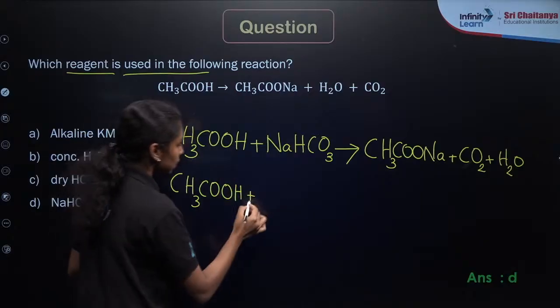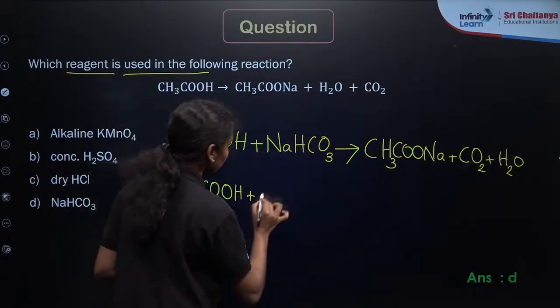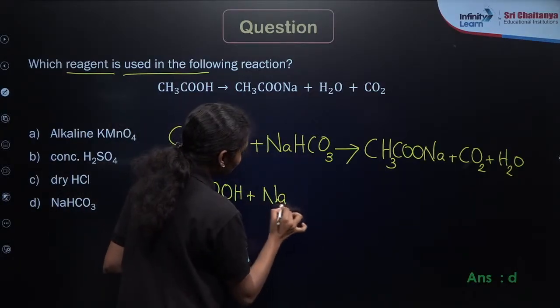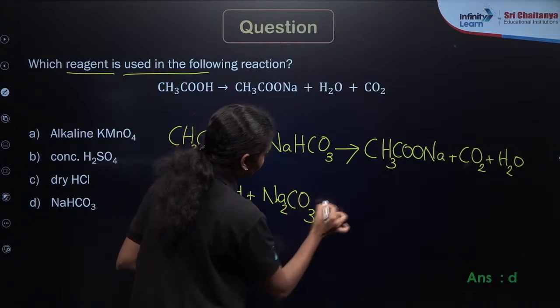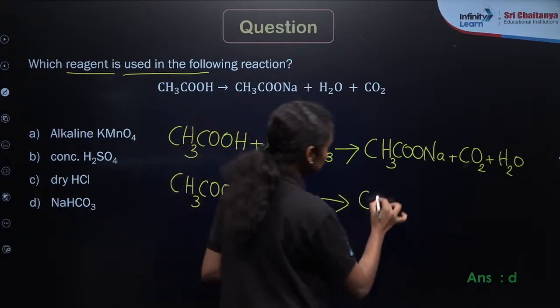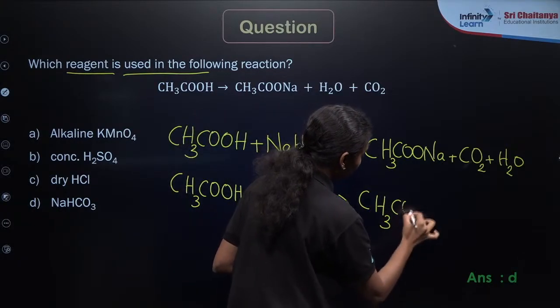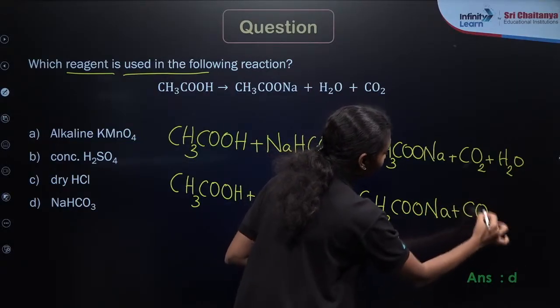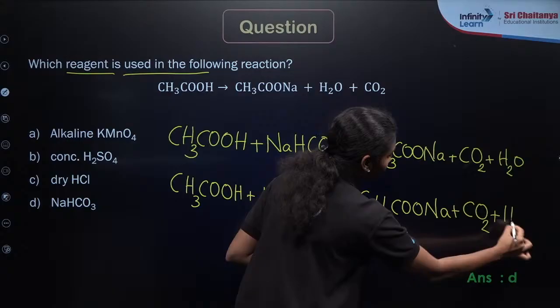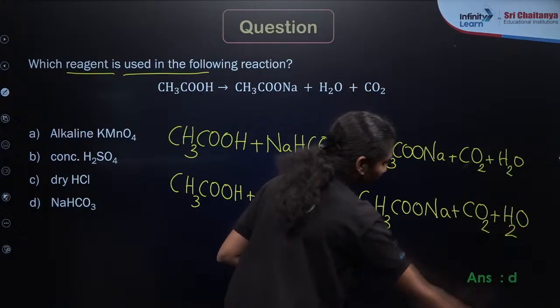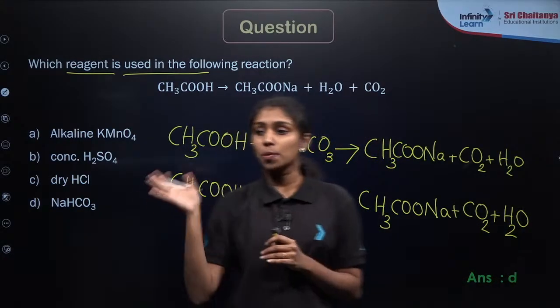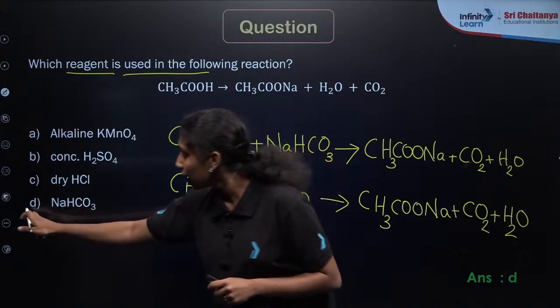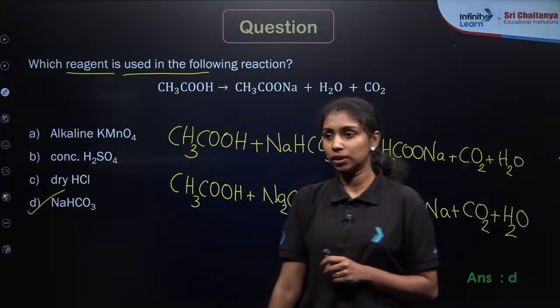So the first one is the reaction with the bicarbonate. This is sodium bicarbonate. If we are taking sodium carbonate, Na2CO3, it will form the same result, the salt, carbon dioxide plus water. So whenever we are treating ethanoic acid or acetic acid with either carbonates or bicarbonates, they will produce the corresponding salt as well as carbon dioxide plus water. Comparing the options given here, only NaHCO3 is present. Clear?